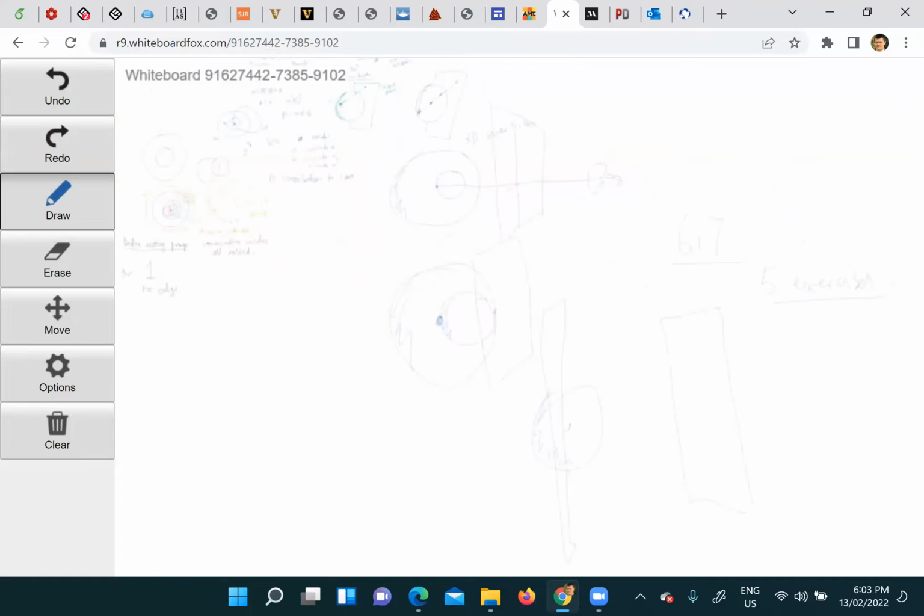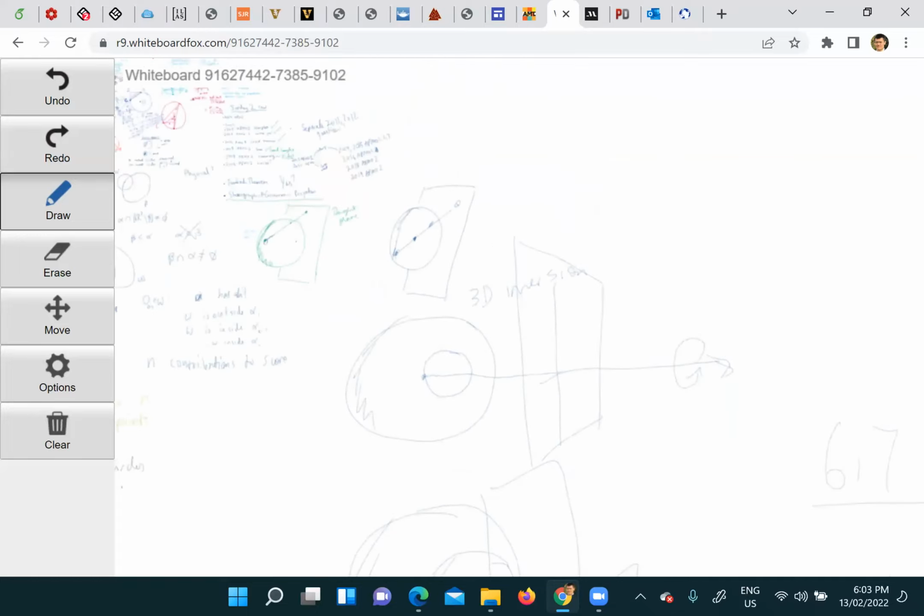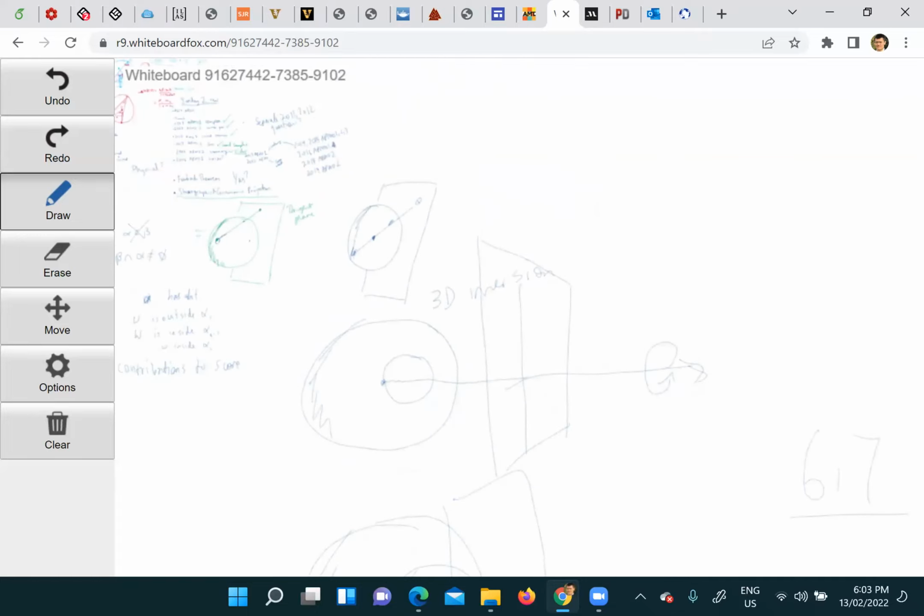So the 3D inversion. The next lesson is 4D inversion, and the altitudes of a tetrahedron.